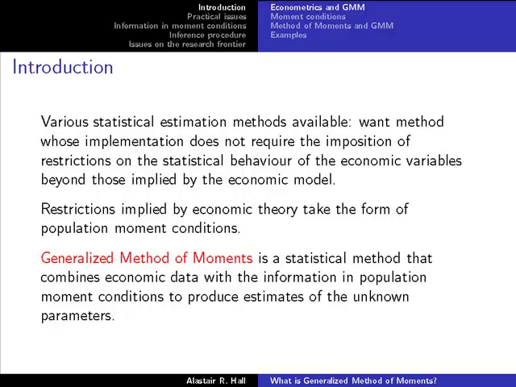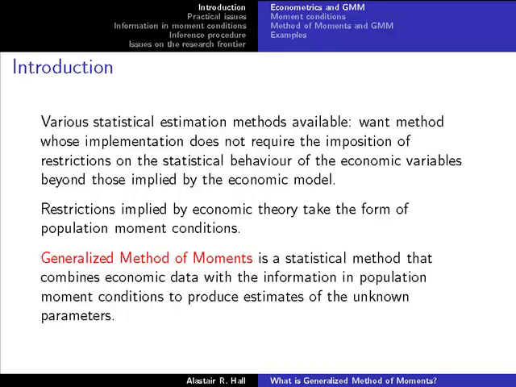So what we'd like to do is to use a method of statistical estimation that fits well with exactly the kind of information that we're getting out of our economic models. What form does that information take? Well, very often these days, the restrictions implied by economic theory take the form of what we refer to as population moment conditions. And this is where Generalized Method of Moments comes in, as the name already suggests. It provides a statistical method that enables us to combine observed economic data with the information in these population moment conditions to come up with estimates of these unknown parameters of the economic model.